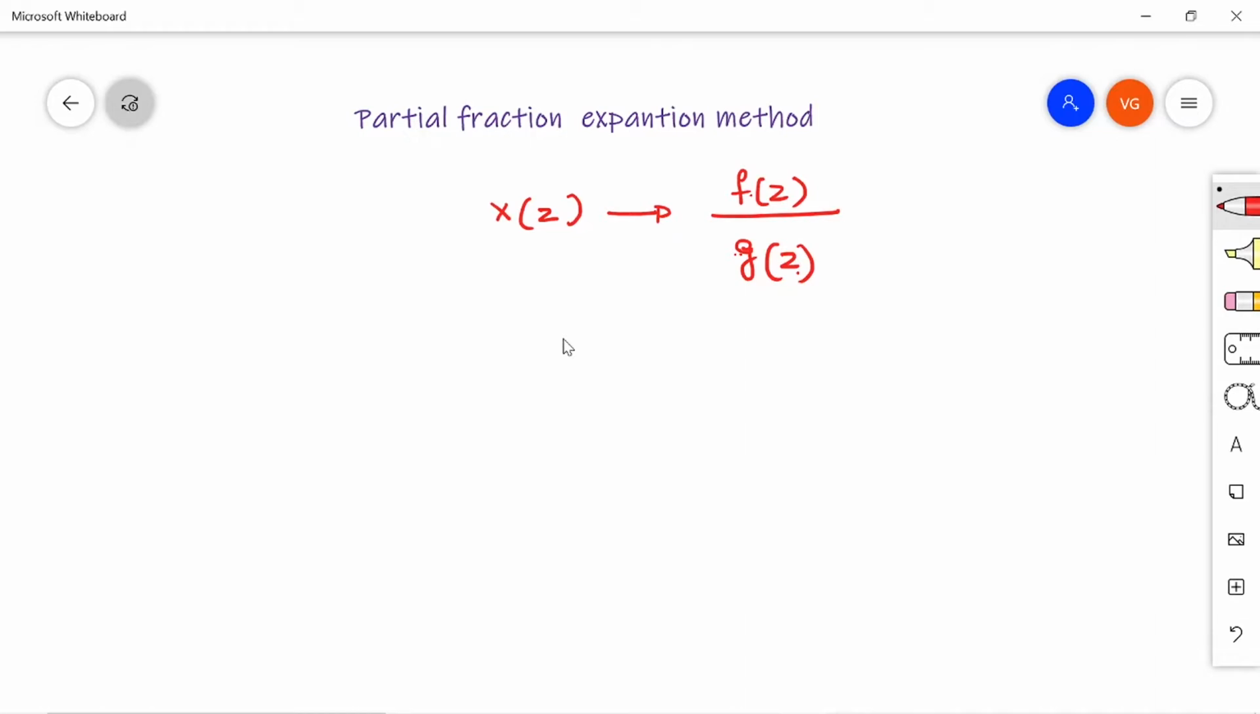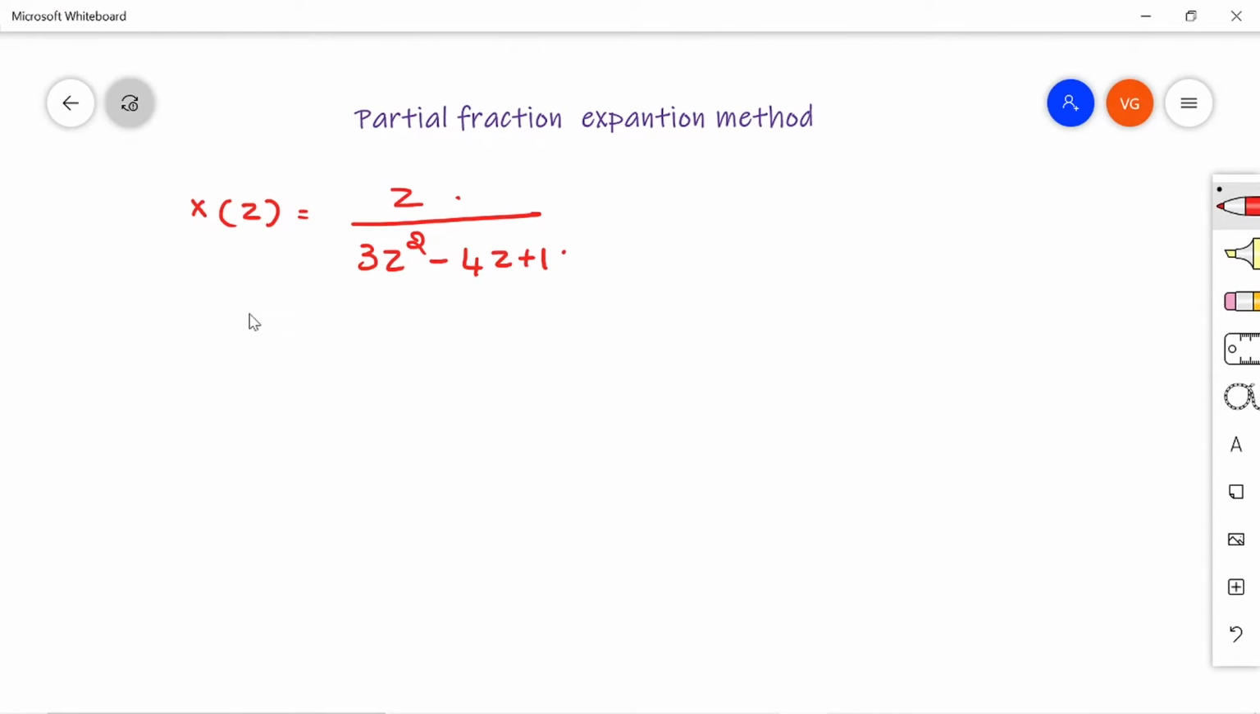Now you have to bring it in the form of x of z by z is equal to something. So the given function you have to bring out in this form, then you can apply partial fractions. That is, on the denominator you can divide the denominator into fractions. Then the process is very easy. I'll explain this method in detail with some example here.